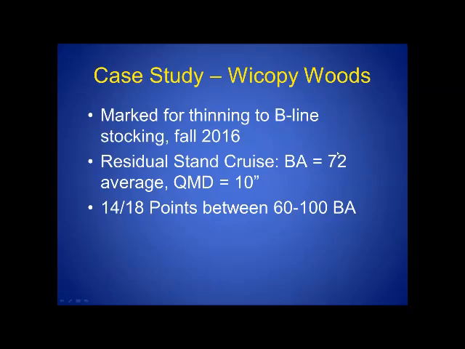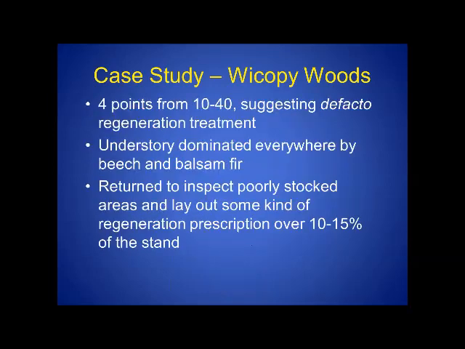We put in residual stand cruises, very detailed, one plot per acre, just to make sure the data were of high quality. Hit the BA right at 72, a little bit above the northern hardwood B line. QMD 10 inches, just sort of right on the cusp of becoming all sawtimber. 14 of the 18 points that we put in were between 60 and 100 square feet of basal area. So great, man, we hit it, right? And this is when it was a joy to mark that.